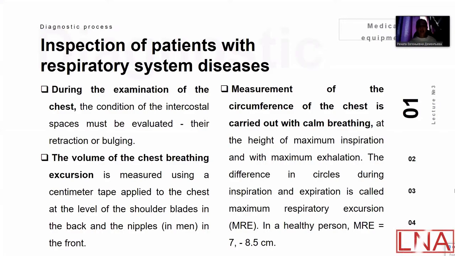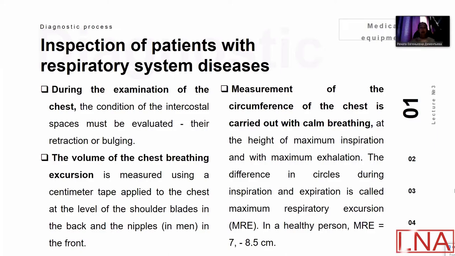The volume of chest respiratory excursion is measured using a centimeter tape applied to the chest at the level of the shoulder blades in the back and the nipples in men in the front. Measurement of the circumference of the chest is carried out with calm breathing, at maximum inspiration and at maximum exhalation.